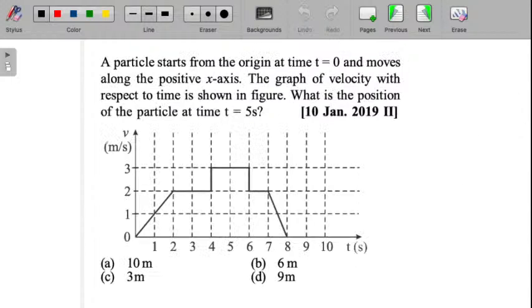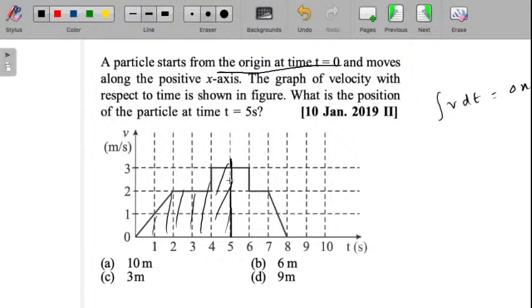Let's take another question. A particle starts from the origin at t equals 0 and moves along the positive x-axis. The graph of velocity with respect to time is shown in the figure. What is the position of the particle at t equals 5 seconds? So I've got to find the position of the particle at t equals 5 seconds, and the particle starts from origin at t equals 0. So as we have discovered just now using integration, I know the area under the v versus t graph should be equal to delta x.